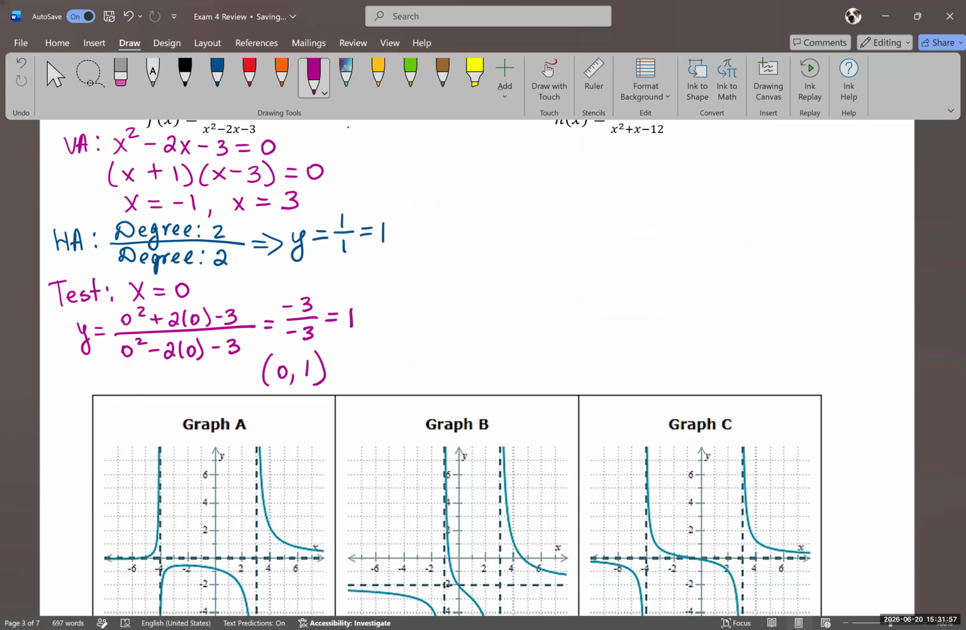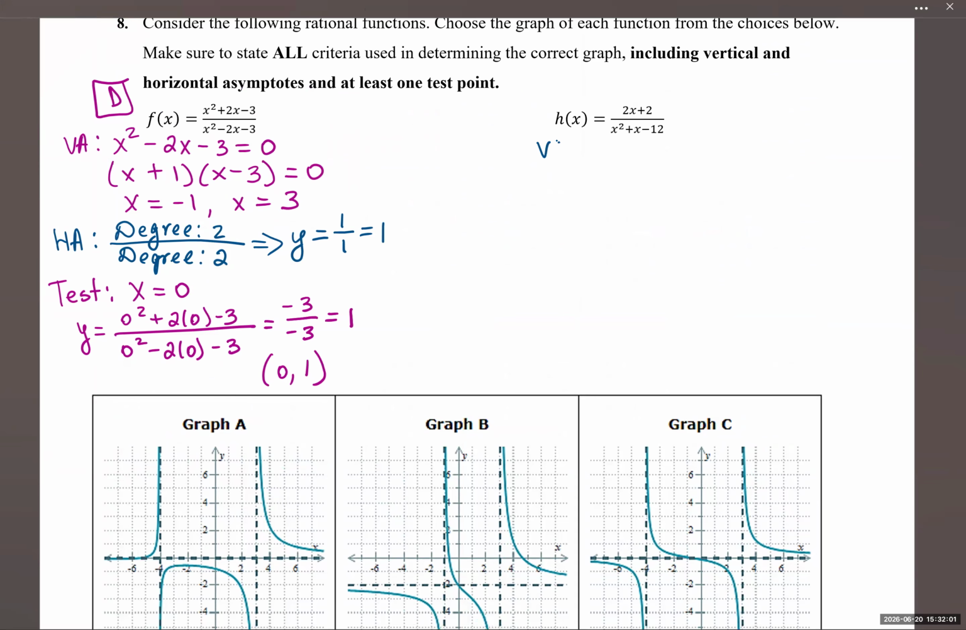Let's look at the second function now. Vertical asymptotes, just the denominator, x squared plus x minus 12 equals 0. Factor. Two numbers that multiply to -12 and add to 1, it has to be 3 and 4. 4 is positive, 3 is negative. The zero factor property tells us that x equals 3 or x equals -4.